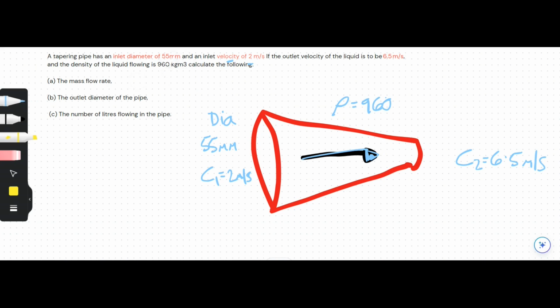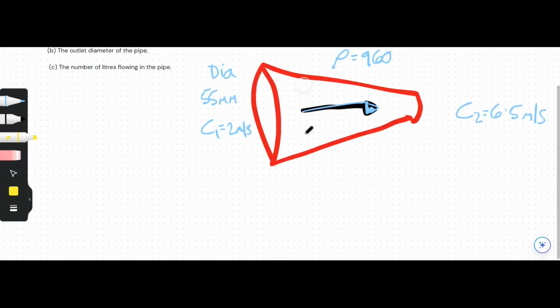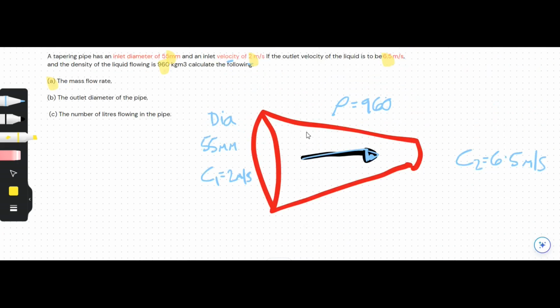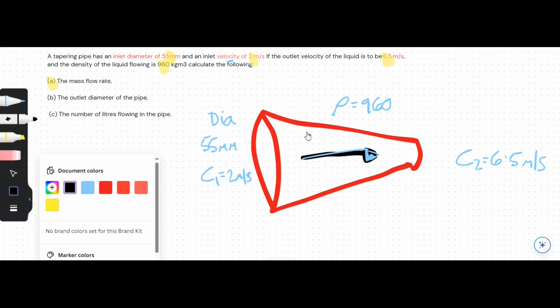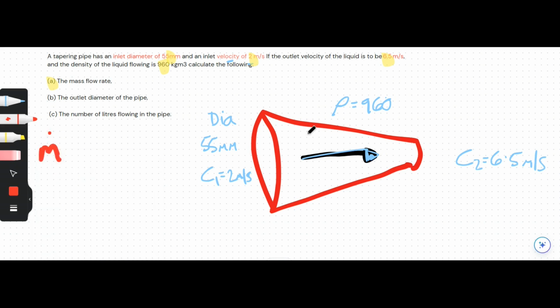So there's our things we know: 55 mil, 960, 2 meters, 6.5. We've got to find the mass flow rate. That's the first thing. So the formula for mass flow rate is something like this: M dot is density, area, speed. So M dot is mass flow rate, density, area, speed.